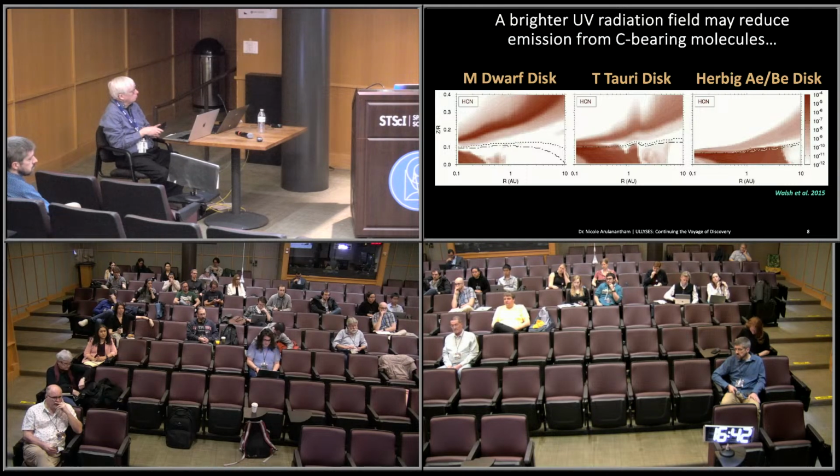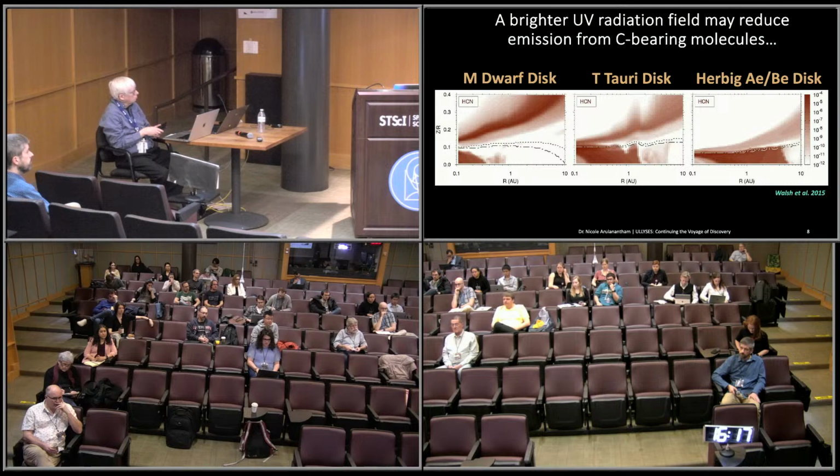And you'll see that the red here is tracing where the abundances of, for example, HCN molecules are quite high. And so we can see a lot more emission from HCN in the M dwarf disk. This is suppressed in the T Tauri disk, and it's missing in the surface layers of the Herbig disk. And this model was used to explain the detection rates of these molecules around different types of stars.